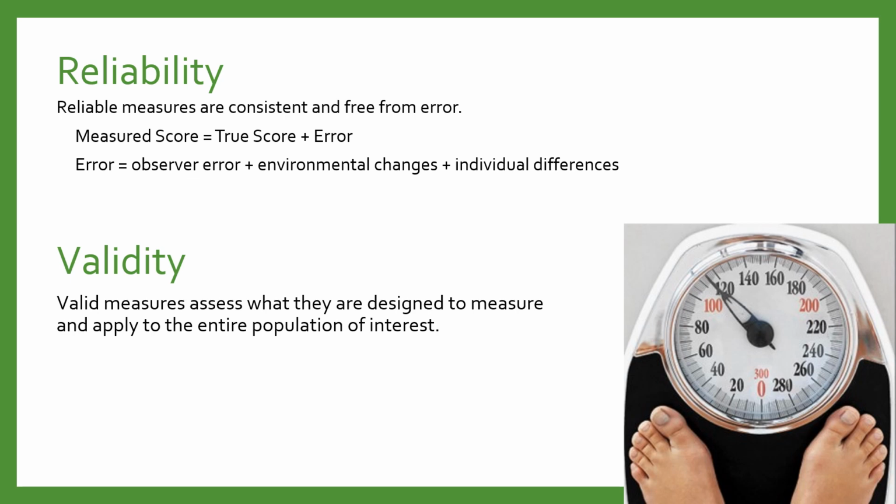So a scale will reliably give you the same value if you hop on a few times right now, right? If you jump on a scale to take your weight, it's going to give you the same value. But that measure is only valid if you're hoping to measure weight, right? So if you're hoping to measure height, it's not a great measure of height, but it is a reliable measure if you get on it over and over again, right? It's consistent, but it's not actually tapping into what you think it's tapping into or what you're trying to measure.